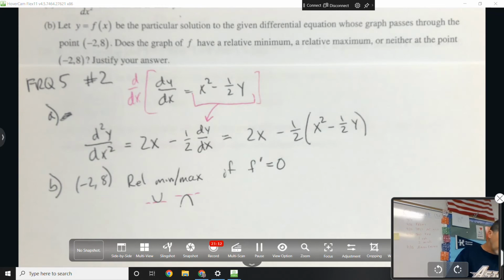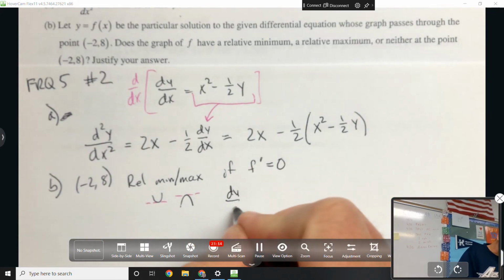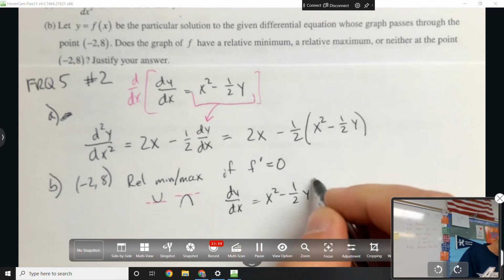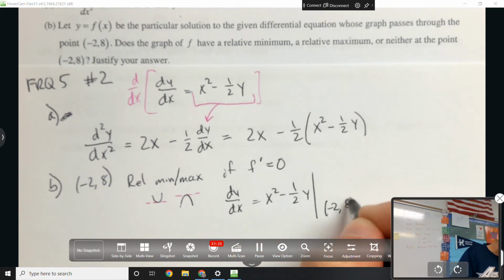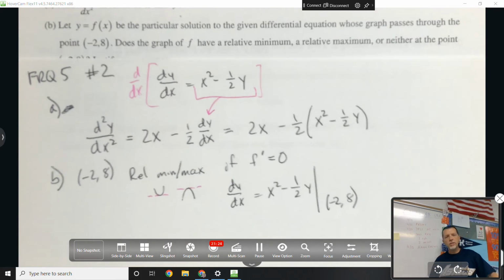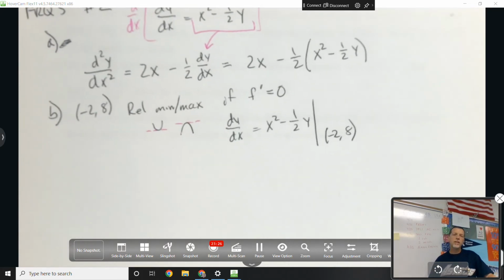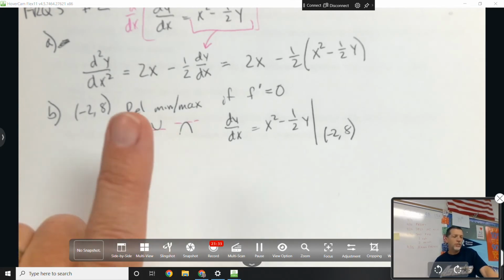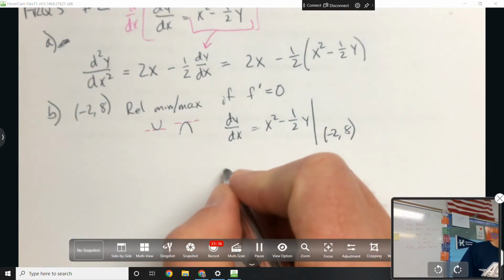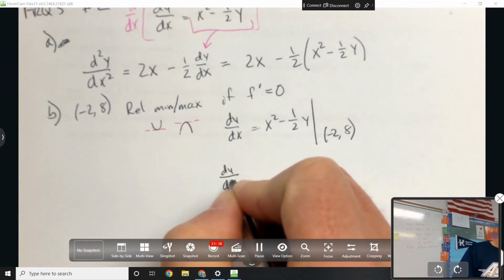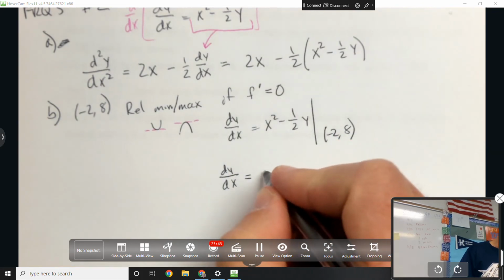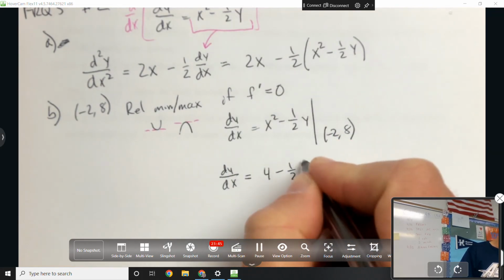Well, I have a slope. I have dy dx, x squared minus 1/2 y, and I want to evaluate that at -2, 8. So I'll know the slope at -2, 8. I haven't worked this problem yet, but I'm guessing we're going to get 0, and then we're going to have to do something else to figure out if it's a min or a max. Because the problem would be over if it's not 0. So 4 minus 1/2 times 8, yep, is 0.